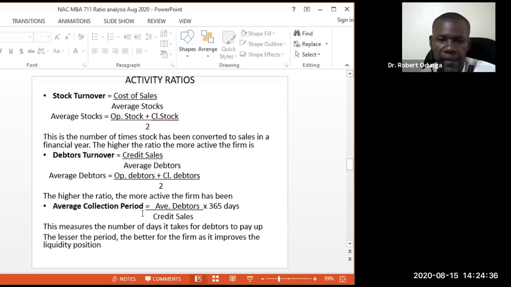But again, it is actually the opposite of what we have up there, debtors turnover, because turnover is expressed in terms of times, the number of times. But here we're being asked to determine in terms of the number of period. I mean, the number of days, all right? So then we have to include the days out of the 365 days that we have in a year. So that's why we have to do that.